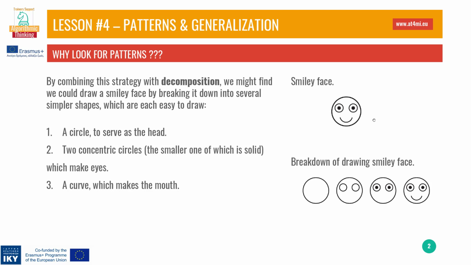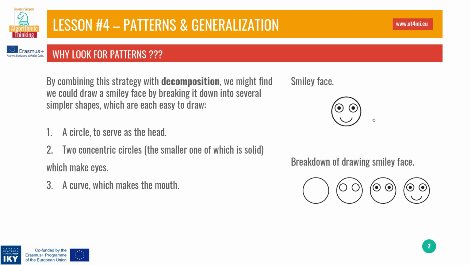As an example, consider automating the drawing of complex shapes and images. The idea of a shape is rather abstract. Just think how many varied types of shapes and patterns exist. To gain a foothold on the problem, we could take a smiley face and think about how to solve that single example. By combining this strategy with decomposition, we might find we could draw a smiley face by breaking it down into several simpler shapes, which are each easy to draw.